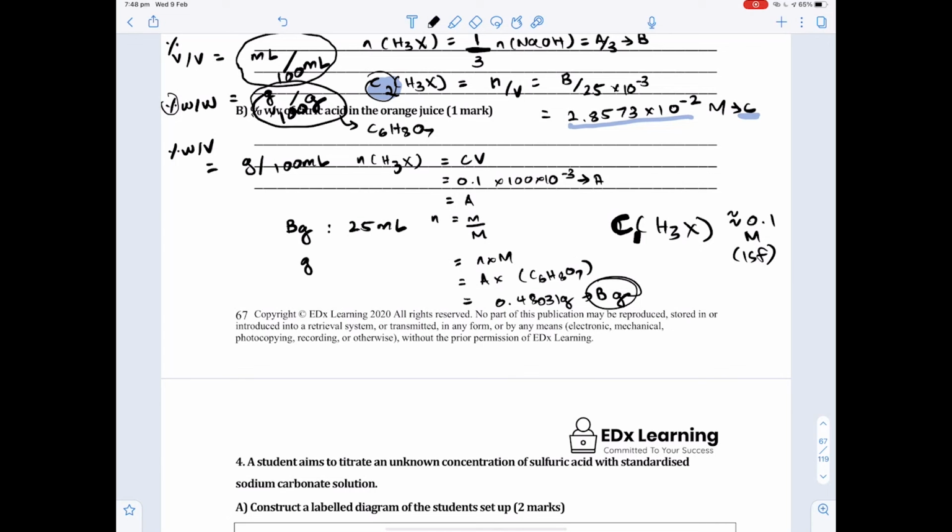How many grams would there be in 100 ml? What would we do? Times by 4, right? So you can say, therefore, concentration or percentage W/V of H3X is equal to 4B grams per 100 ml. What is that equal to, everyone? What's 4 times B?